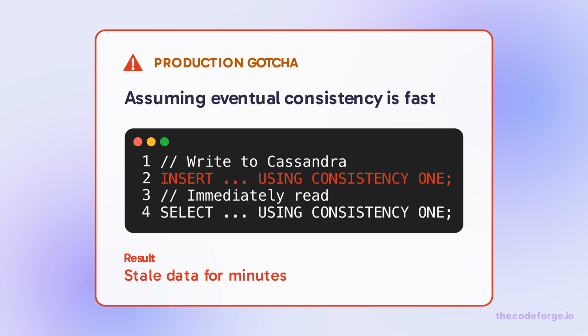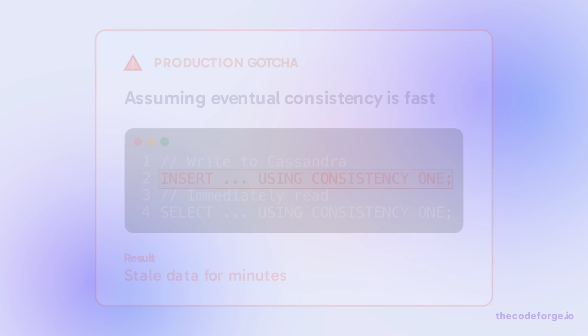Don't assume eventual consistency means within milliseconds. In a partitioned network, it can take minutes. Always set a TTL or timeout on reads to avoid serving data that's too stale.